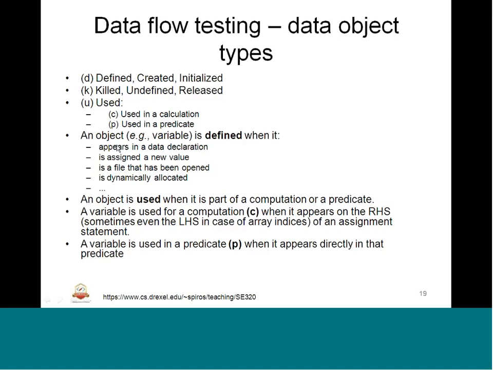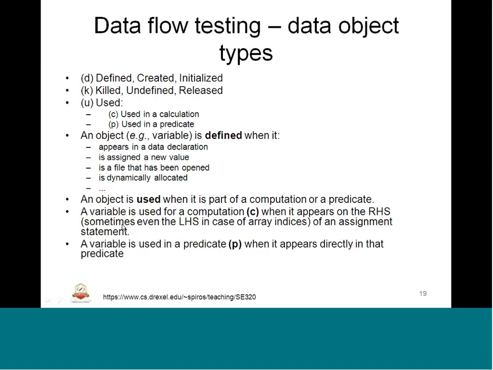An object, that is a variable, is defined when it appears in a data declaration or is assigned any value, like a file that has been opened, is dynamically allocated, etc. All those are called objects. So there is definitely a requirement for this, and against the objective of that particular variable or object, as per the definition, we need to test it. An object is called used when it is part of a computation or a predicate. So you can see C or P type. C is for calculation, P is for predicate.